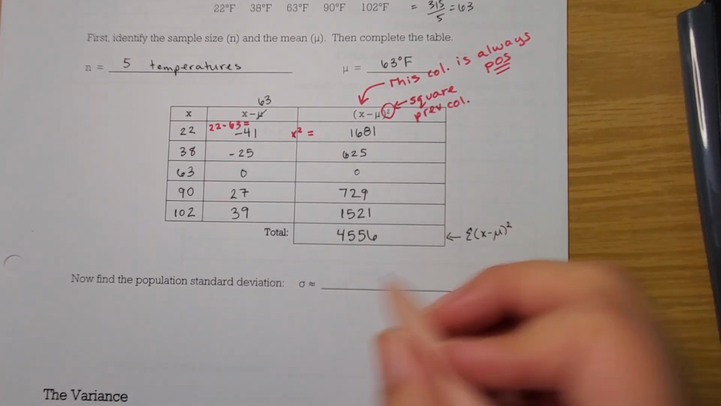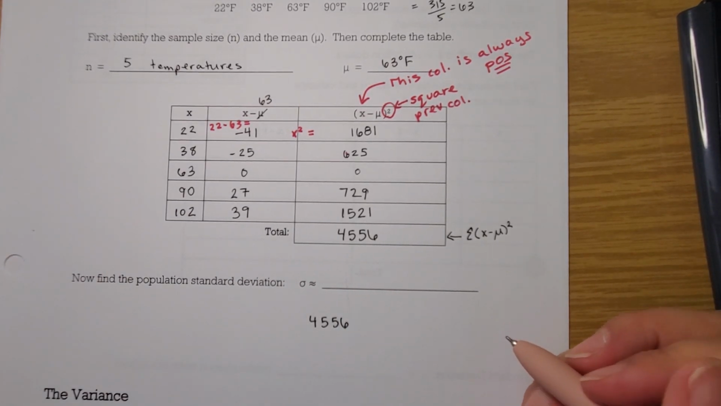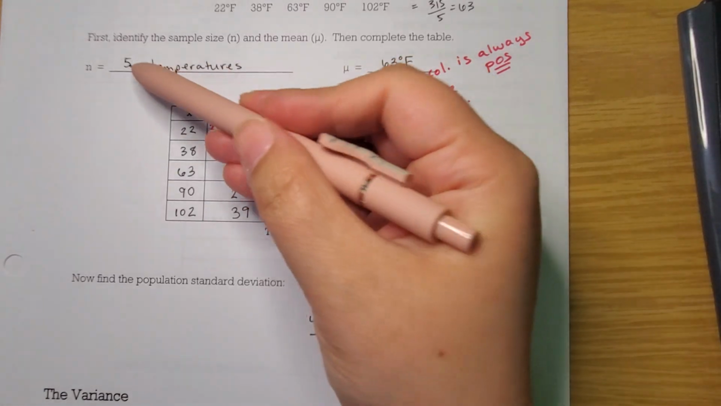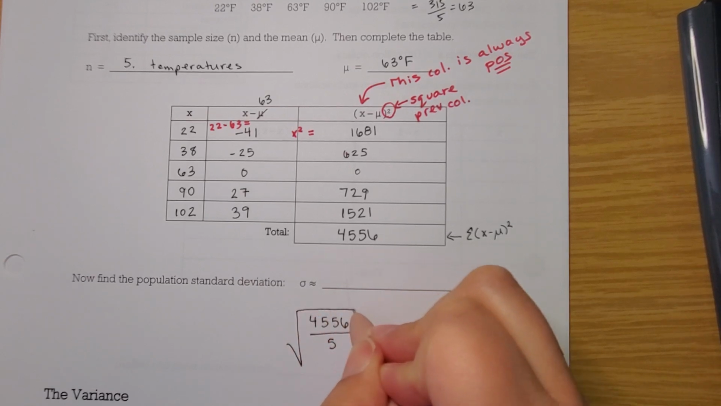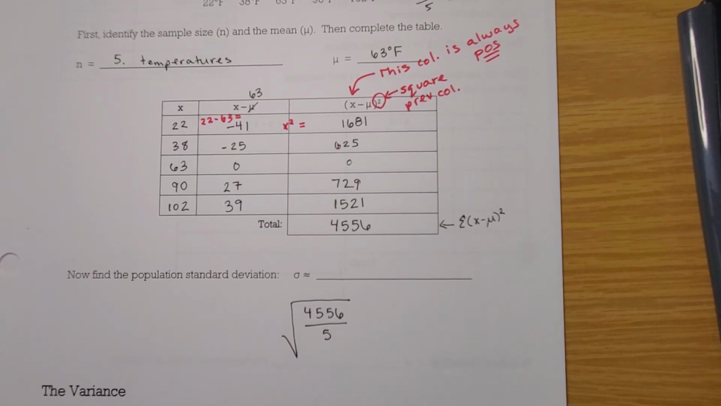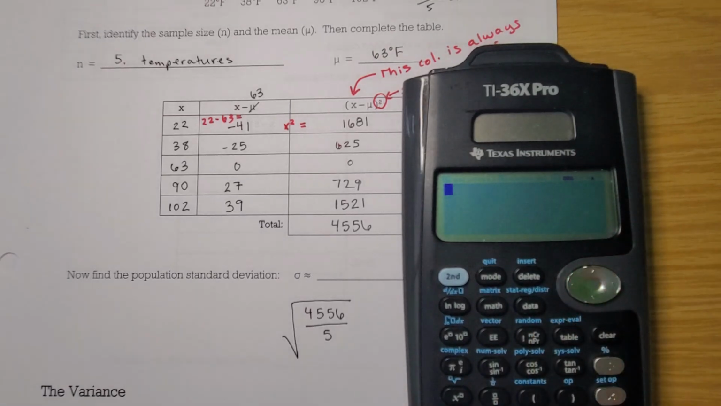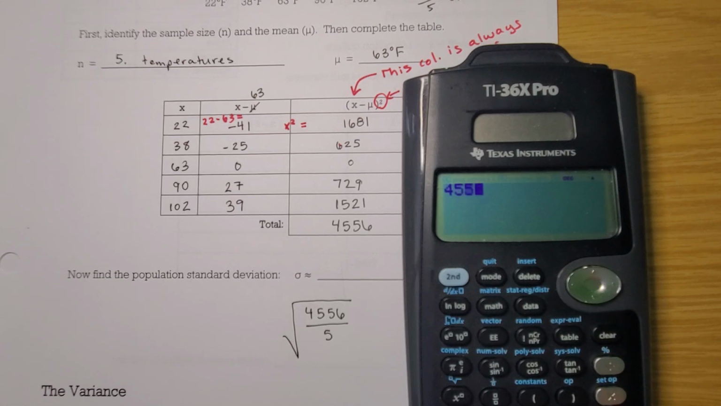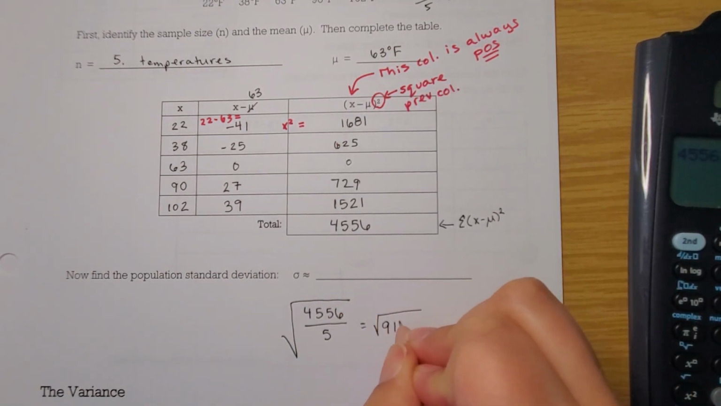So I'm going to take this table total, 4556, divide that by however many things there were. So there were 5 temperatures. And then square root the whole thing. Make sure you make that square root sign nice and big, because otherwise you'll only be square rooting the top instead of including the bottom in there. So if I follow my order of operations, I do division first. So I'm going to do 4556 divided by 5, and that gives me 911.2. So this is the square root of 911.2.